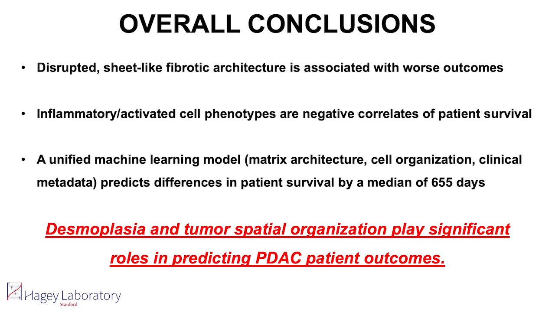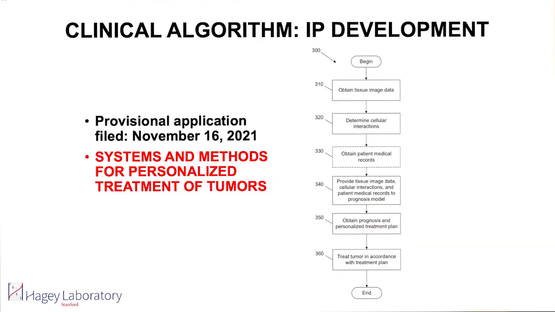So all this brings home one take-home message, which is that desmoplasia is really important, matrix architecture matters, and these things have real prognostic value. And we have filed IP on this technology as well.